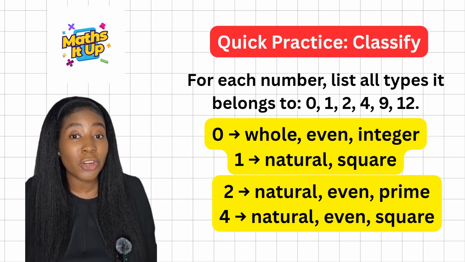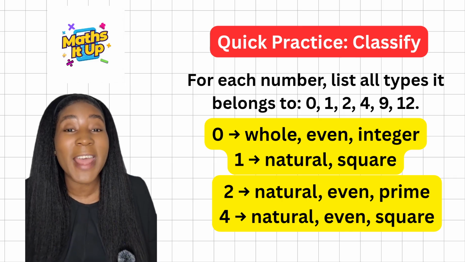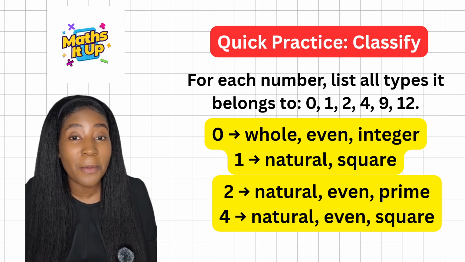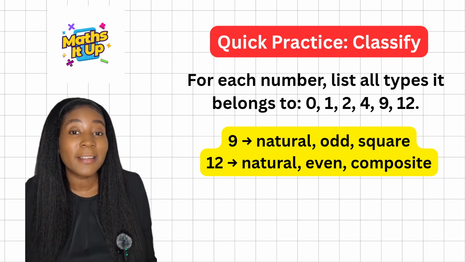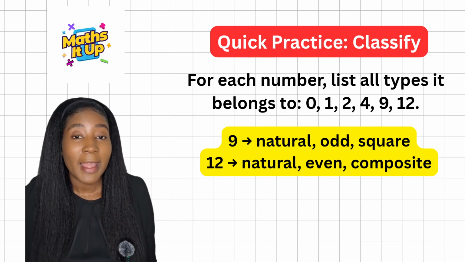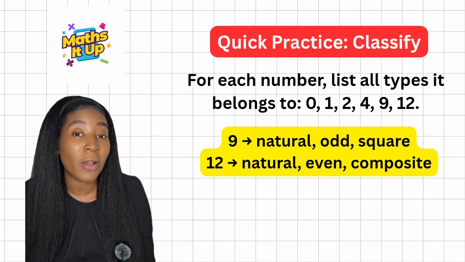1 is a natural number and a squared number. 2 is natural, even, and also a prime number. 4 is a natural number, even number, and a squared number. 9 is a natural number, an odd number, and also a squared number. And finally, 12. 12 is a natural number, even number, and also a composite number.